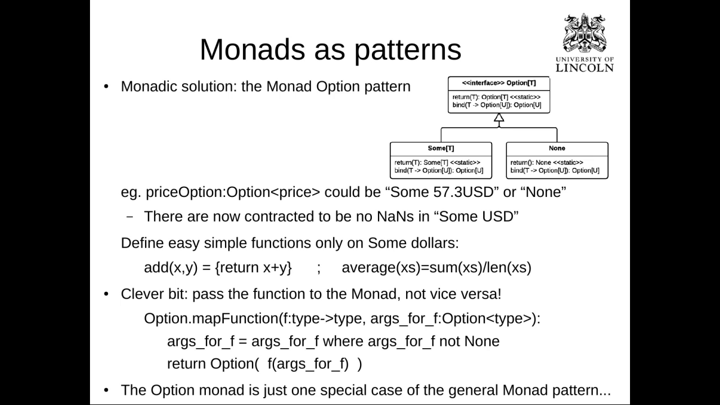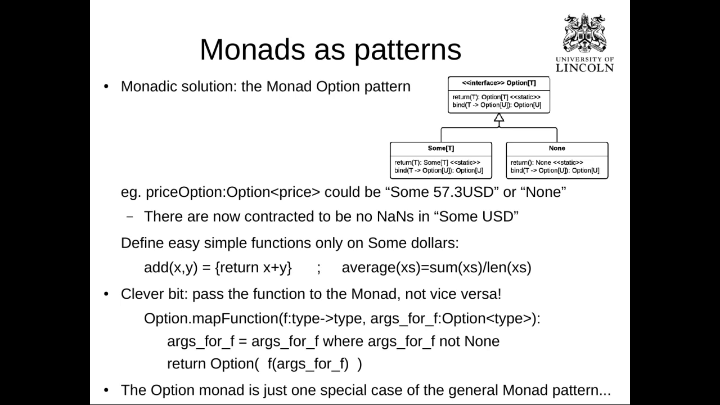It can either be some of the type, such as some dollars, some price, in which case it has a numeric or other value, such as some 57.3 US dollars, or the option can be none, which means there's nothing there. Now, this is different from the nan concept, because in the nan concept, the nans exist as a price in themselves. They exist as a number that is not a number, as part of the same ontological category. What we've done here is separate out things which are prices from things which are not prices.